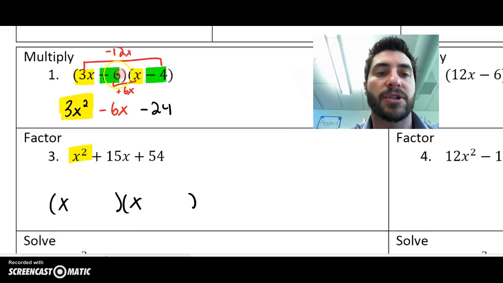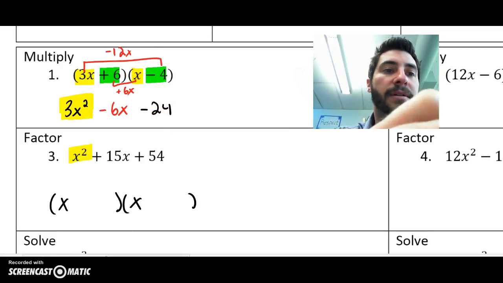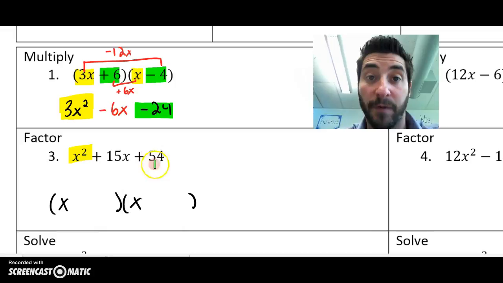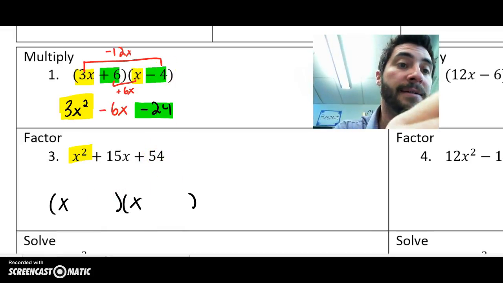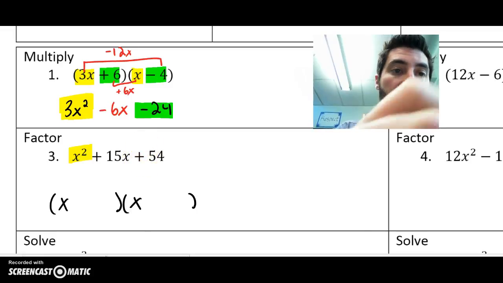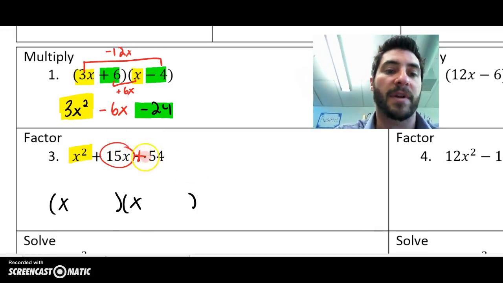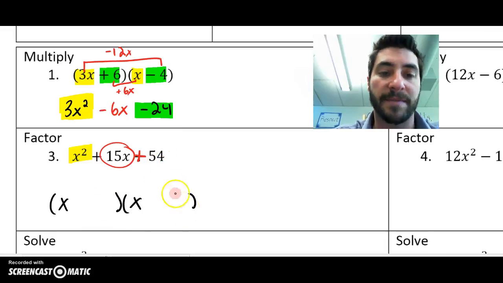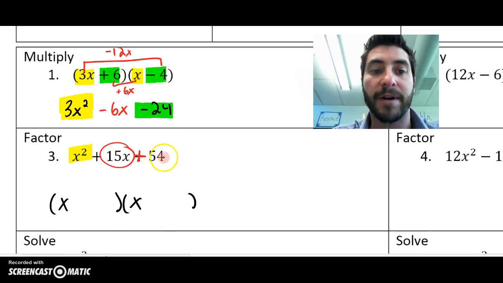Now the last term came from the last two terms. So I'm looking at, well, what two numbers multiply to make 54? What two numbers multiply to make 54, and add to make 15? The signs are going to be both the same, because a positive times a positive makes a positive 54, and a negative times a negative makes a positive 54.